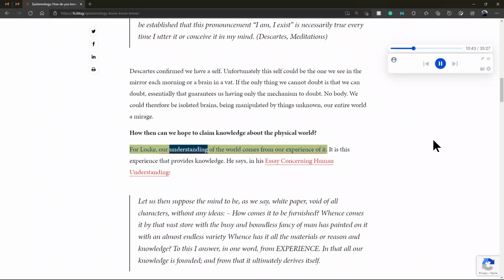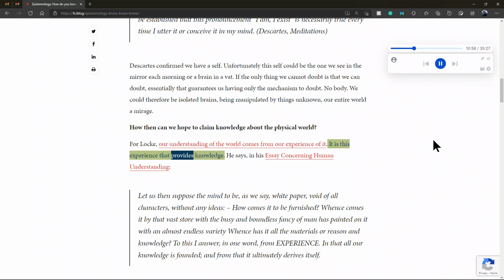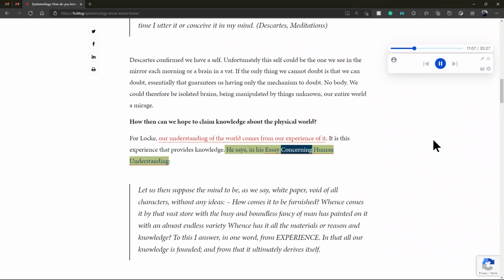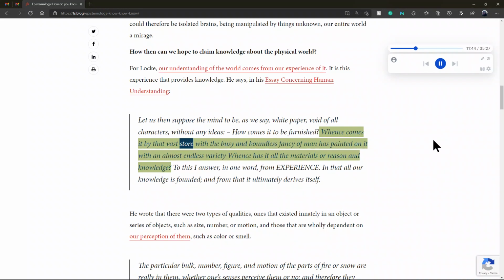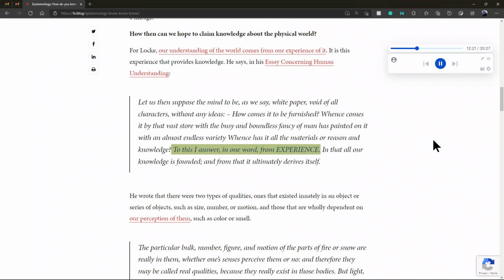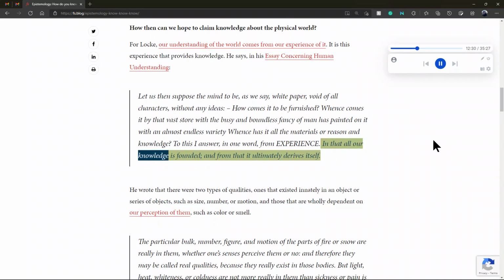For Locke, our understanding of the world comes from our experience of it. It is this experience that provides knowledge. He says, in his Essay Concerning Human Understanding, let us then suppose the mind to be, as we say, white paper, void of all characters, without any ideas. How comes it to be furnished? Whence comes it by that vast store which the busy and boundless fancy of man has painted on it with an almost endless variety? Whence has it all the materials of reason and knowledge? To this I answer, in one word, from experience. In that all our knowledge is founded, and from that it ultimately derives itself.